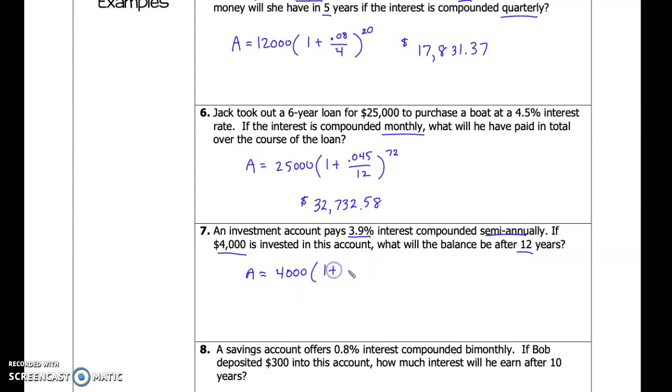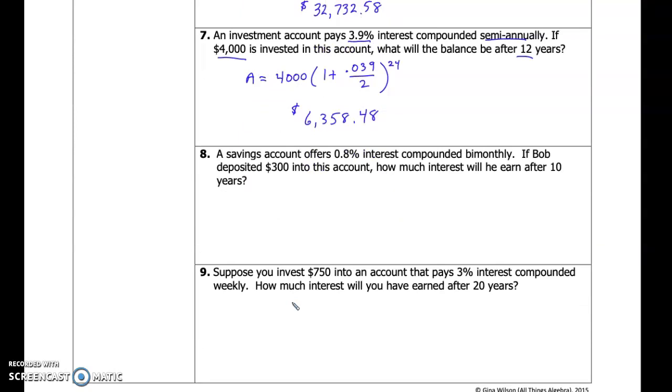We're going to earn 3.9%. Semi-annually is 2 times a year. Okay, and then 2 times 12 is 24. Put this whole thing in our calculator, and we find the account after 12 years is worth $6,358.48. All right, make sure you're trying these on your calculator and getting the same values as me. All right, the last two are a tiny bit different.